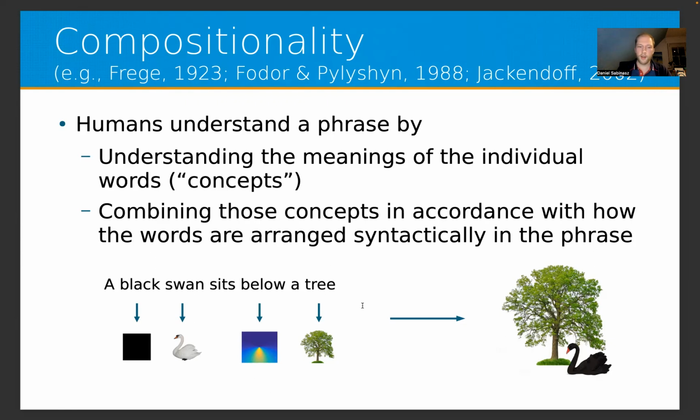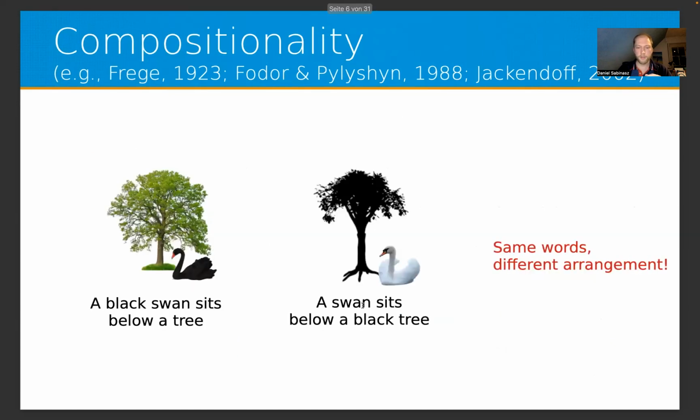The second step is then we have to combine these concepts in a particular way in order to understand the whole phrase. And the question now is, how do we have to combine the concepts so that we actually understand the meaning of the phrase? And to make it clear why the syntactic arrangement is relevant here, I want to show you this other example here. So here on the left, we again have the example as before: a black swan sits below a tree, and this would be sort of the grounded meaning of that phrase, or a possible grounded meaning.